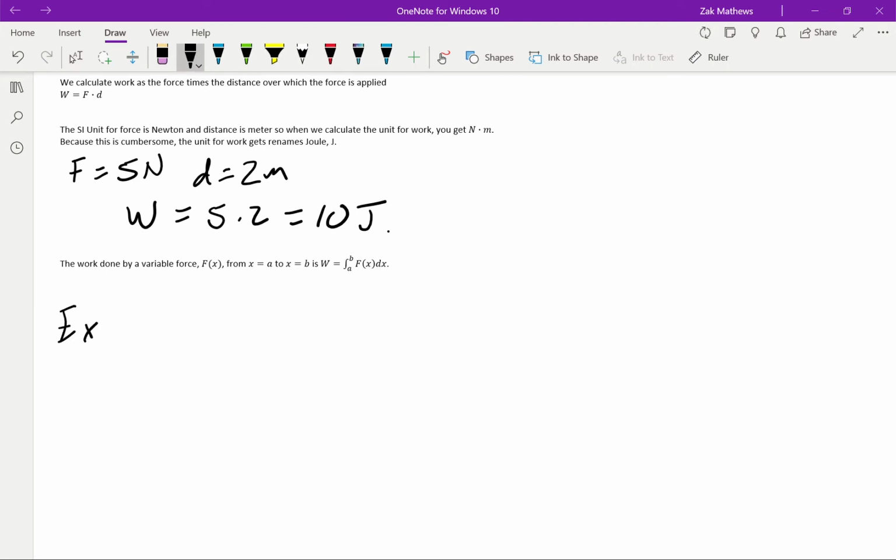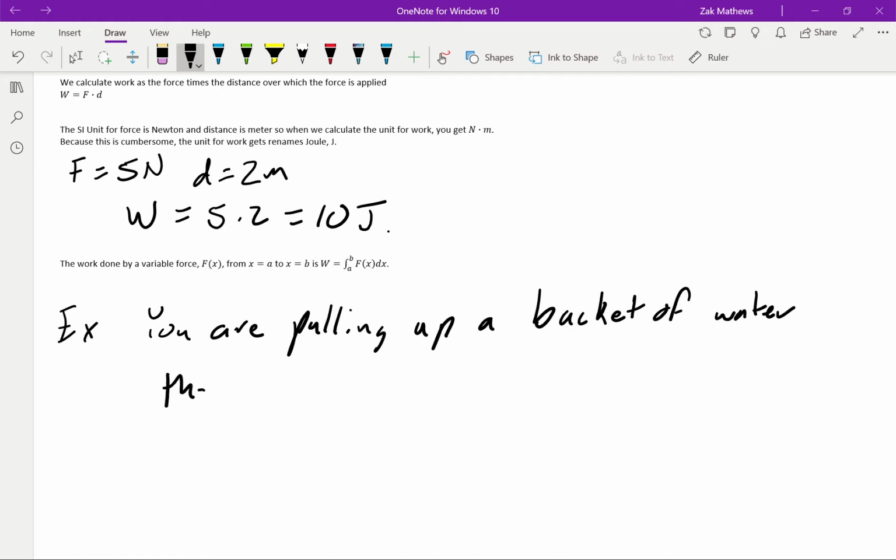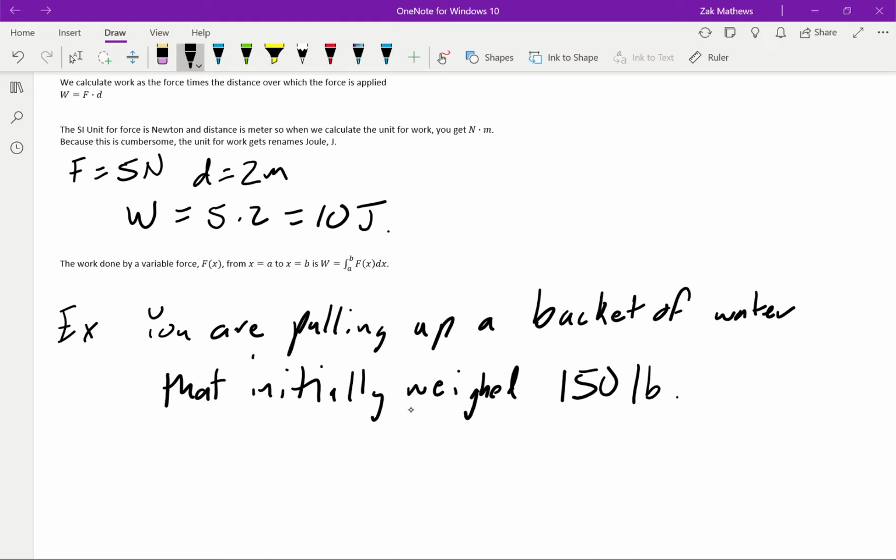Let's say you're pulling up a bucket of water that initially weighed, let's say, 150 pounds. Halfway up, half the water is gone.